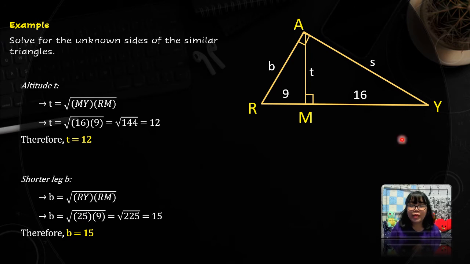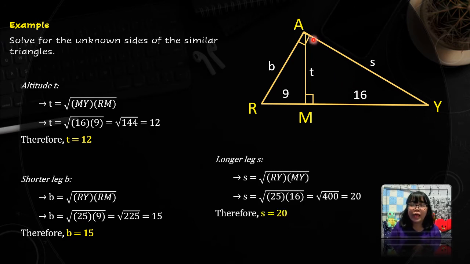And then we will be getting as well the length of the other leg, which is our S, or the side S, or the segment AY or YA. Now, this segment AY here, or this S here, is the geometric mean between the hypotenuse of our original triangle and the segment adjacent to it. And the segment adjacent to S is MY.